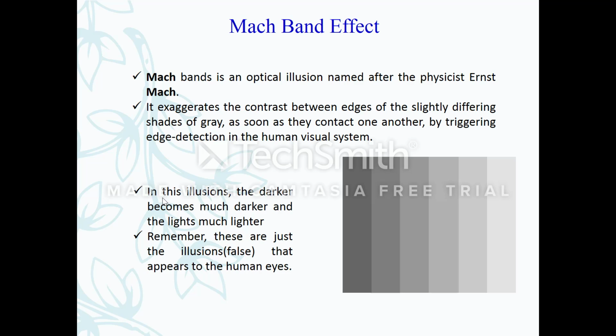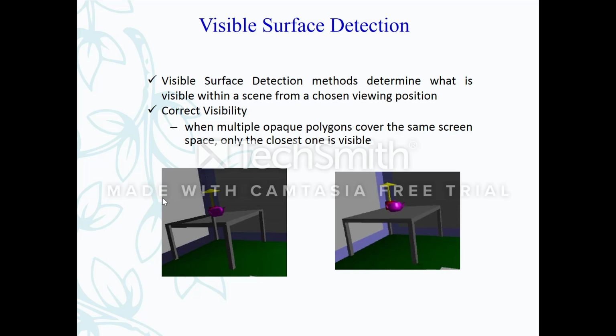In that sense, it doesn't actually become lighter. It is only an illusion, our eye takes it that way. So these are the shading effects in polygon rendering. Next, we'll go for visual surface detection.